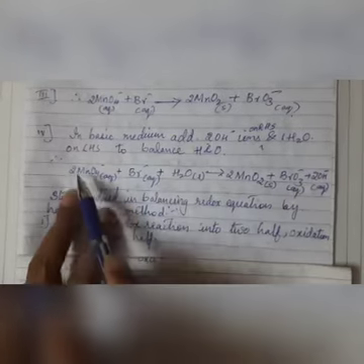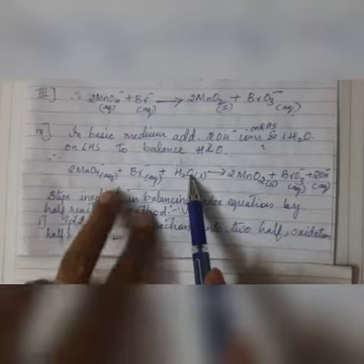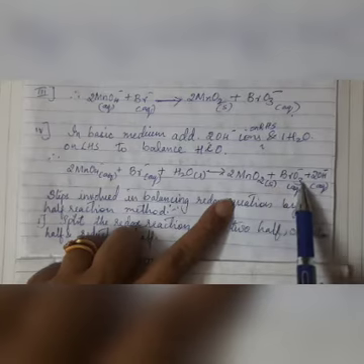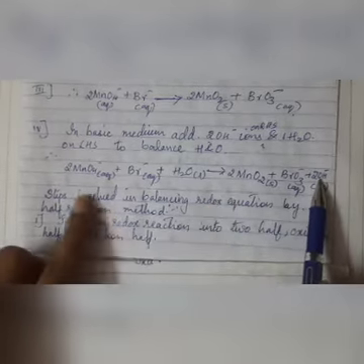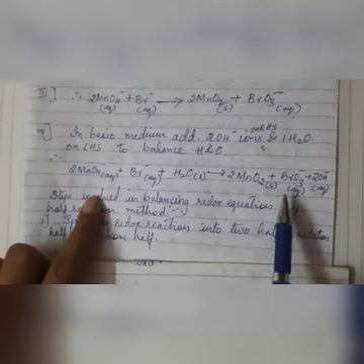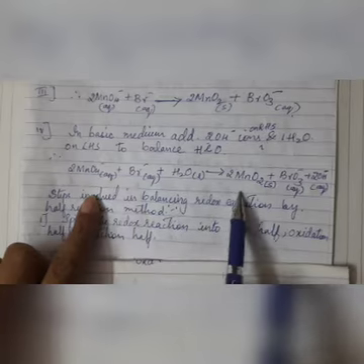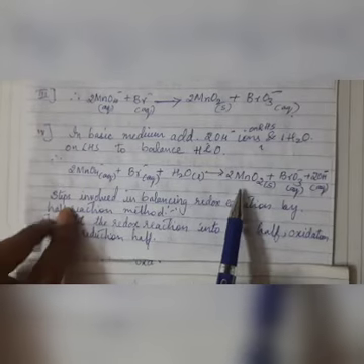So oxygen, coming to oxygen, 2 4s are 8 oxygen plus 1, 9 oxygen on the left hand side. 2 2s are 4 oxygen on the right side. 4 plus 3, that is 7, plus 2, 9. So on both the sides you have an equal number of oxygen and all the other elements, and therefore this is balanced. So by this method, that is the oxidation number method, we have balanced this equation.